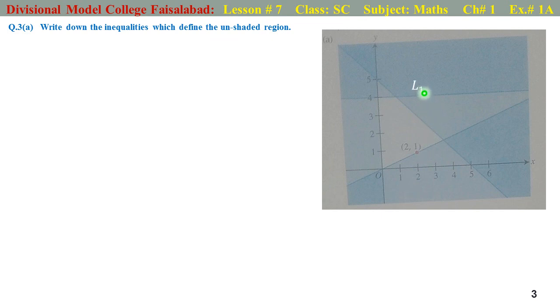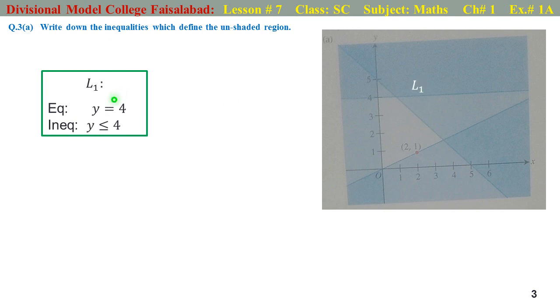Line number 1 is this, which is a horizontal line, and we know that the equation of a horizontal line has only one variable, which is y, and its equation is y equal to the point where the line cuts the y-axis. So the equation of line L1 is y is equal to 4, and for its inequality, because the defined region is below the line and the line is solid, the sign of equality will be replaced by the sign of inequality, which is less than or equal to.